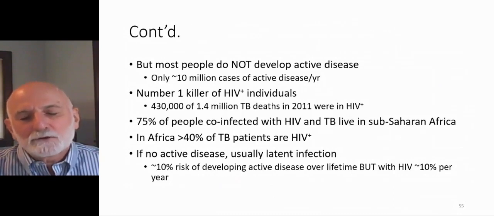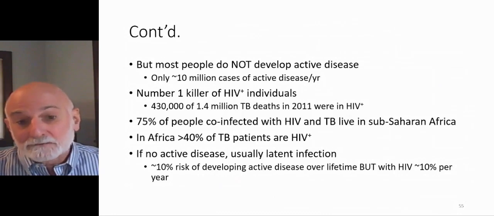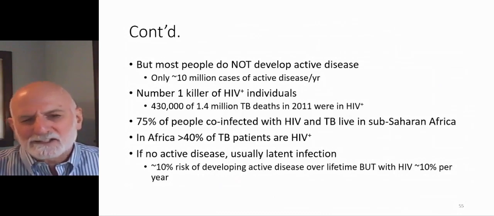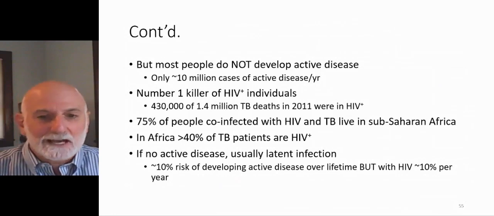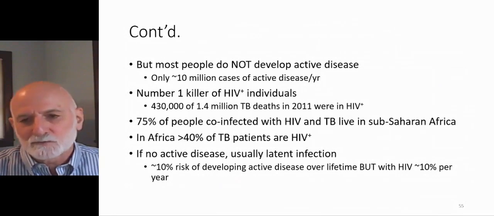So if you're infected and you're HIV negative, there's about a 10% risk over the course of your entire lifetime of developing active tuberculosis, whereas if you're HIV positive, it's more like 10% per year.